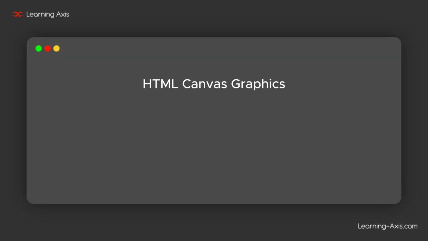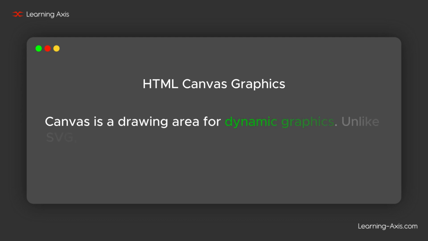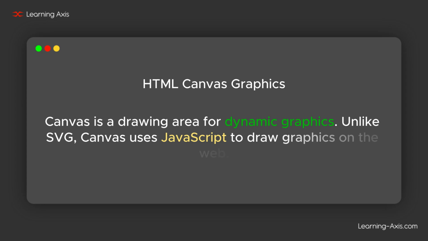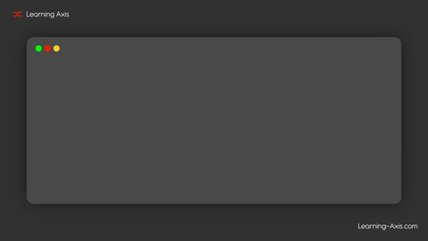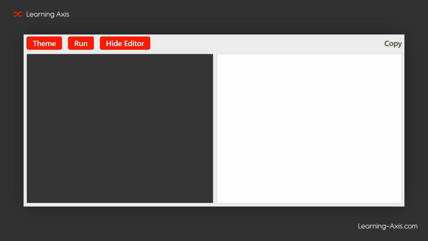Next, let's explore canvas graphics. Canvas is a drawing area for dynamic graphics. Unlike SVG, Canvas uses JavaScript to draw graphics on the web. Here's how we can draw a rectangle on a canvas using HTML and JavaScript.